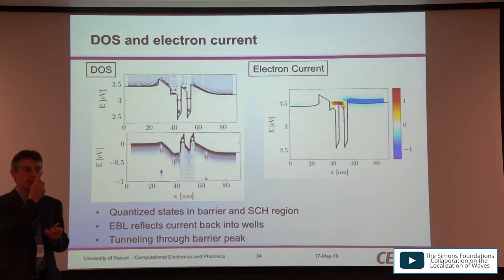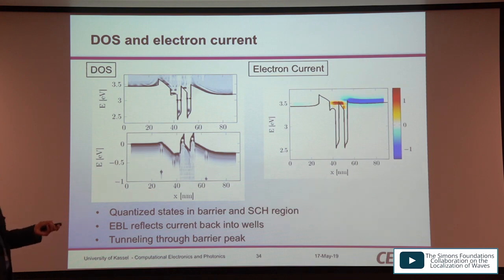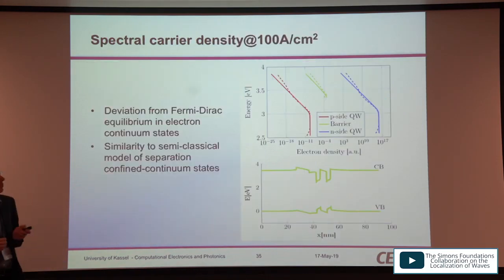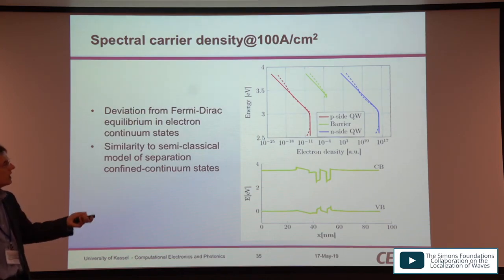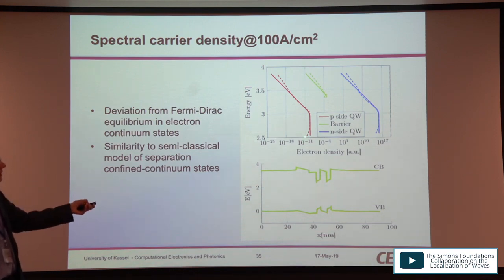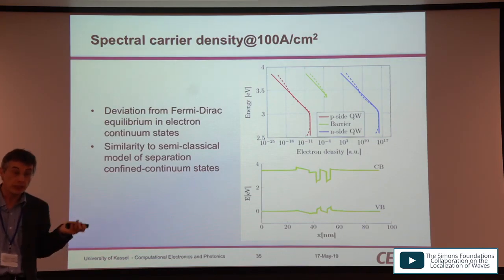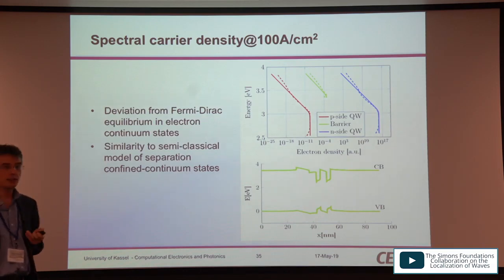So then the final interesting question was, this is the current. Let's look at the carrier density. So we can plot the energy-resolved carrier density as well. And what we saw is that I have made 3 cuts now: 1 cut through the p-side quantum well, 1 cut through the n-side quantum well, and 1 cut through the barrier. And the solid lines are actually Fermi-Dirac equilibrium distribution functions, and the dashed line is the NEGF result.